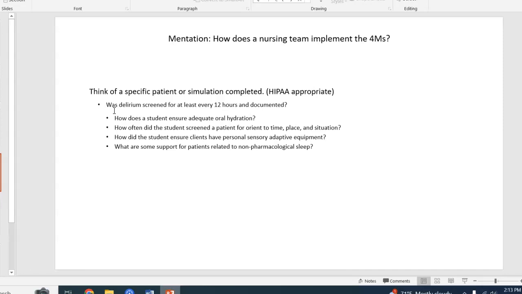How did you as a student ensure the client had all their personal sensory adaptive equipment? So things like their hearing aids, their glasses, contacts, dentures, all of that type of thing. How did you make sure they had all of that equipment? Even maybe their call light as well. And then the last one, what are some supports for patients related to non-pharmacological sleep? So what are some things that we can do that is not melatonin to help our patients sleep?